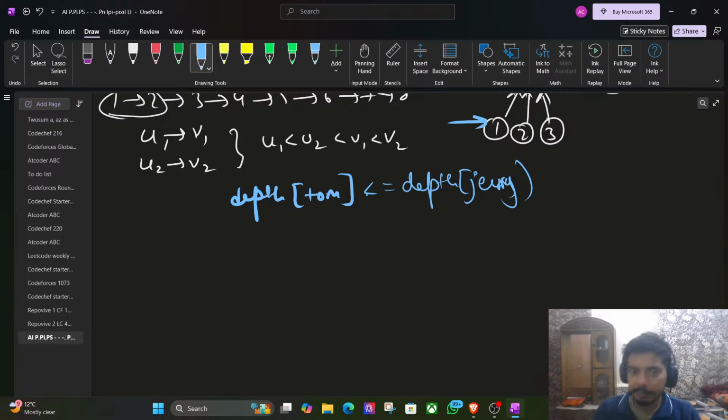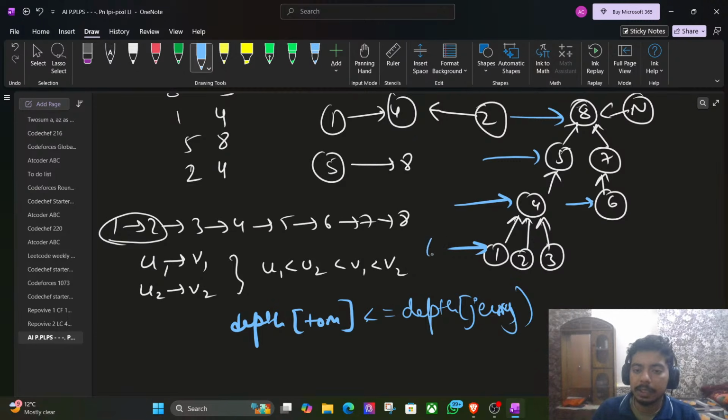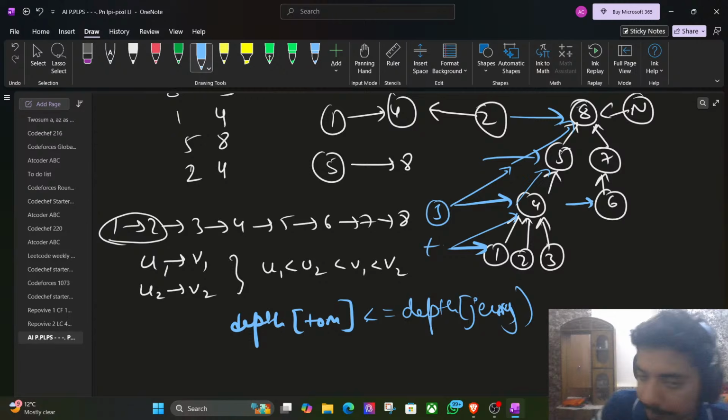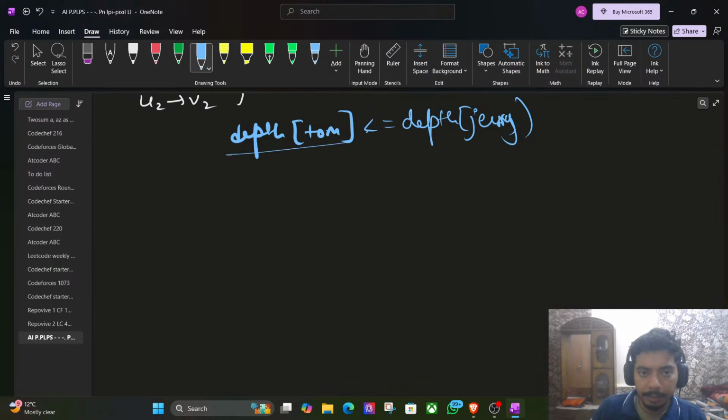Yes or no? Because if Jerry is above Tom, which means if Tom is here, Jerry is here, and Jerry is moving first, Jerry will go to 5, then Tom will move to 4, Jerry will go to 8, and Jerry will win, and Tom cannot. So if Jerry is even one step above Tom, then Jerry will win. Okay, is this clear? Right. So the winning logic is this, that depth of Tom must be less than or equal to depth of Jerry. Right.